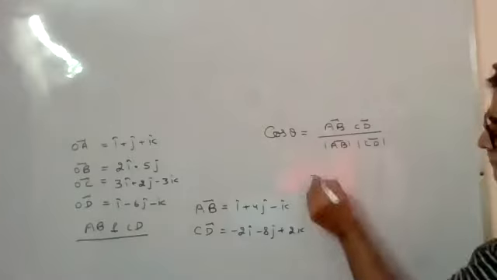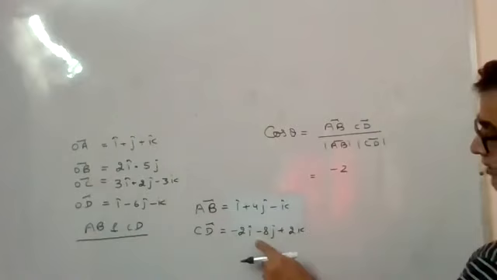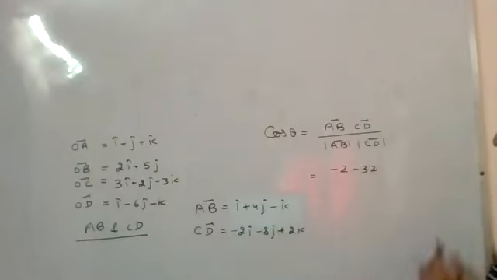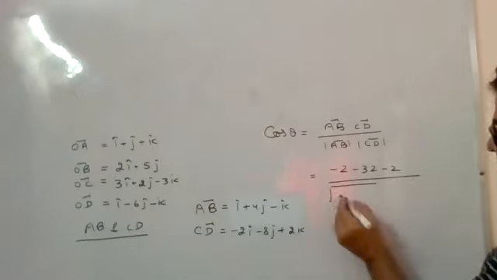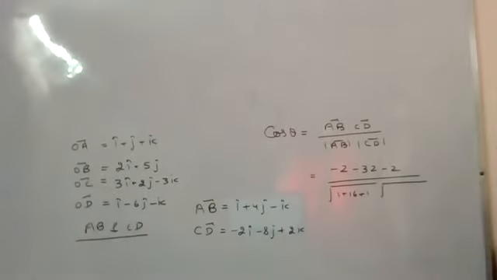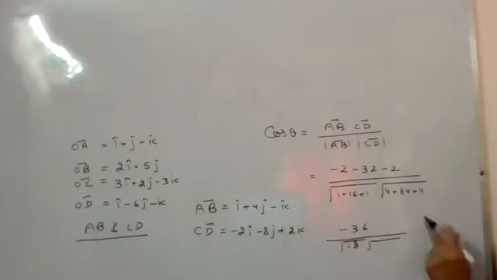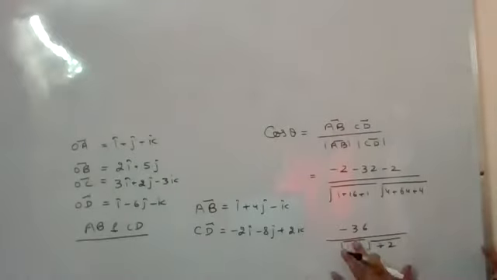What is AB dot CD? This will be minus 2, then minus of 32, then minus of 2. Whole divided by root of magnitude of AB: 1 plus 16 plus 1. Magnitude of this, that will be 4 plus 64 plus 4. The numerator is minus 36. Here it will come out to be how much? Root of 18 into root of, it will be 64 plus 4, 68, 72. Is it again 36? Because this you write as 9 into 2, and this you write as 36 into 2.